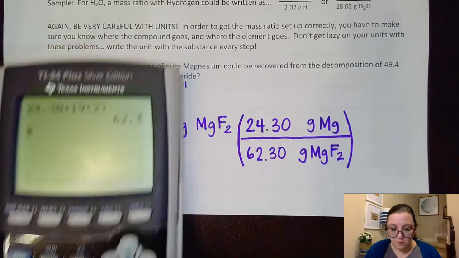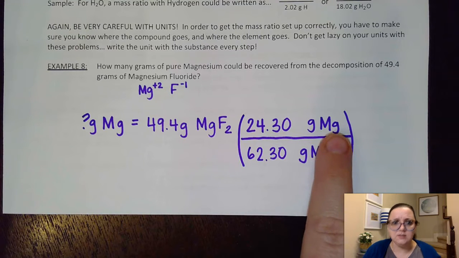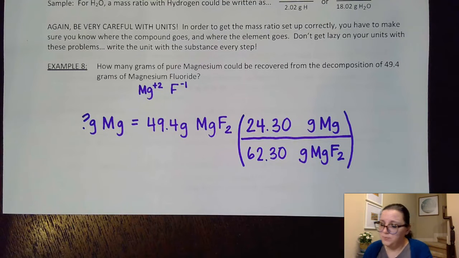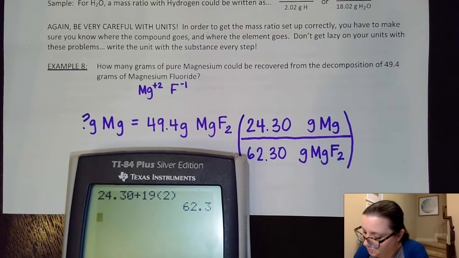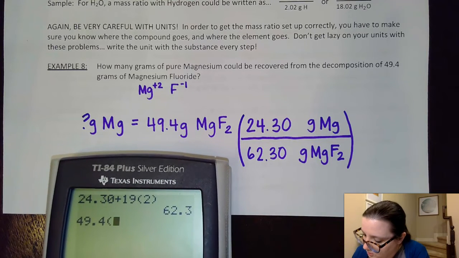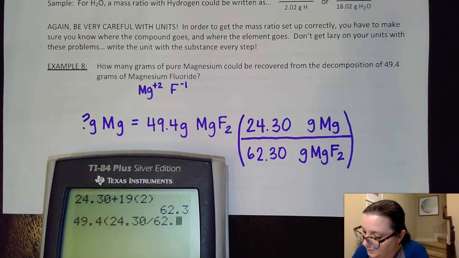All right, so look what we've done. Magnesium fluoride grams would cancel out. We have grams of magnesium, and that's what I was trying to get to. So that means I'm ready to plug this in and calculate it. So we're going to have our 49.4, open parentheses, 24.30, divided by my 62.30.